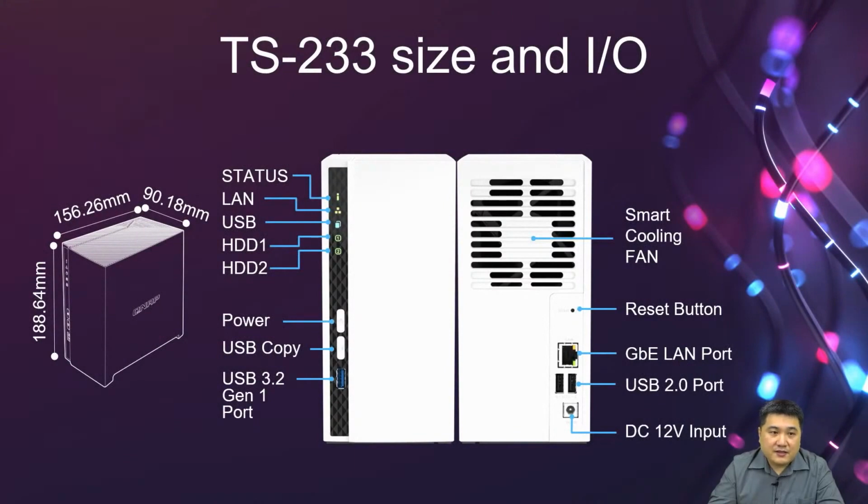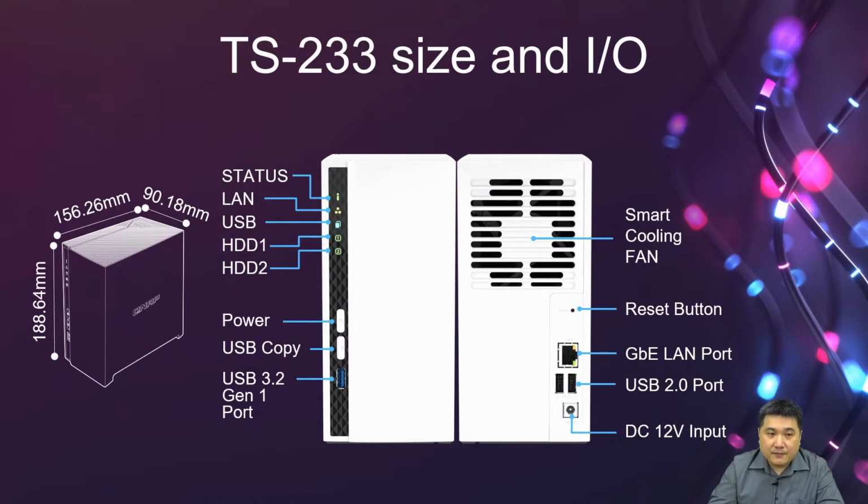The TS-233 is about the size of a small crisper box. Let's look at the front view. From the top, the indicators include status, network, USB, and hard disk 1 and 2. The bottom part includes the power button, the USB copy button, and the last one is one USB 3.2 Gen 1 port.